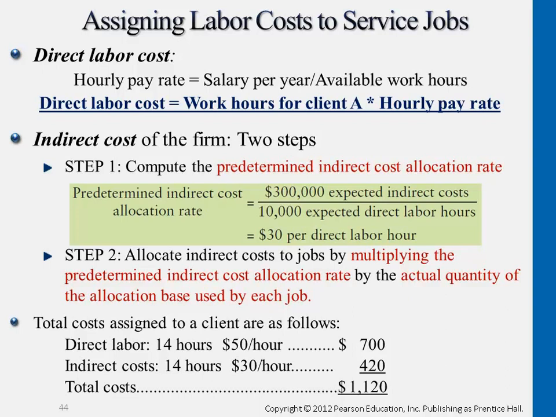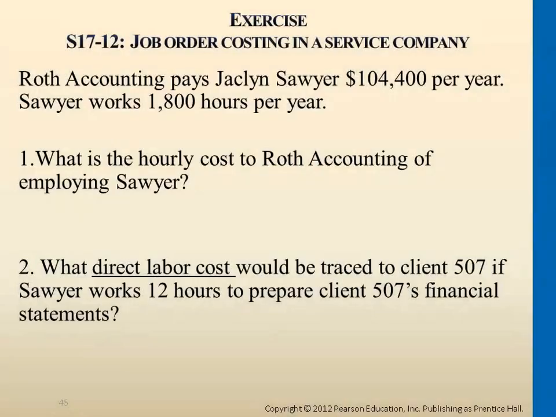Okay, and that's all for service company. Direct labor costs, indirect costs, determined pretty much the same as manufacturing overhead. Okay, the last exercise here, try to work on this problem, and that will be the end of today. So you have the salary for a lawyer employee. The expected hours is 18 hours per year working hours. First of all, determine what is the hourly pay rate, and then what would be the cost for this client 507's case.